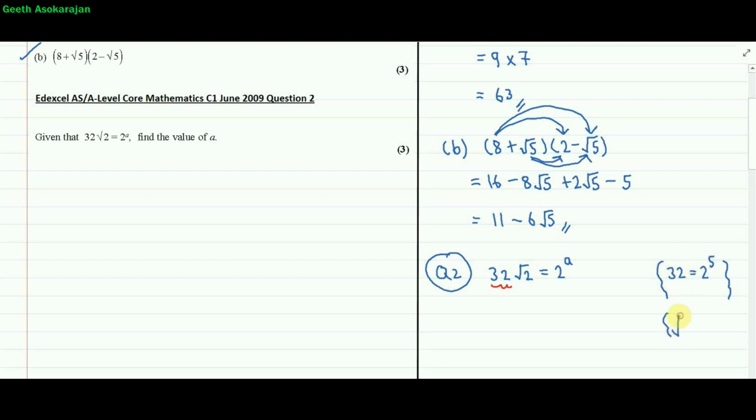And whenever you have a root, the root is the same as the term to the power half. So if we put these two together, we have 32, which is 2 to the power 5, and root of 2, which is the same as 2 to the half, and that is equal to 2 to the power of a on the right hand side.